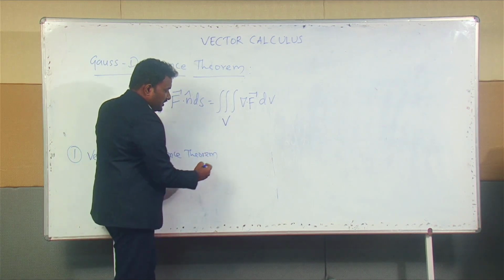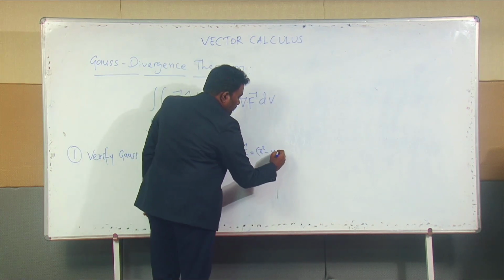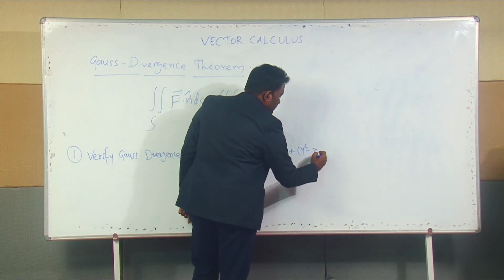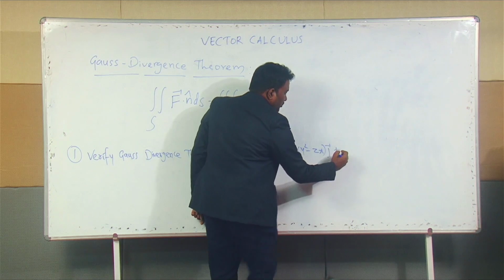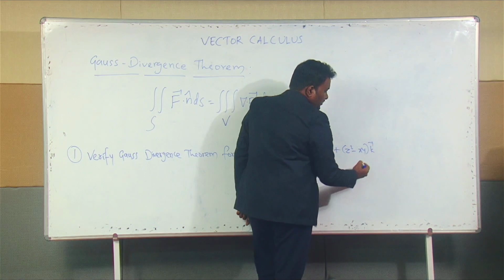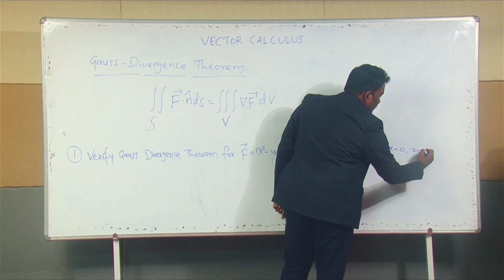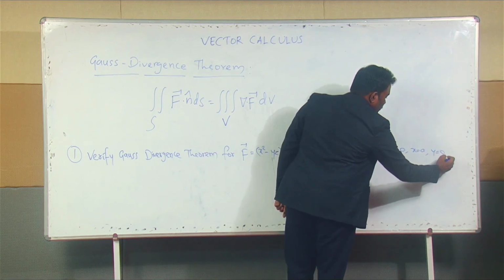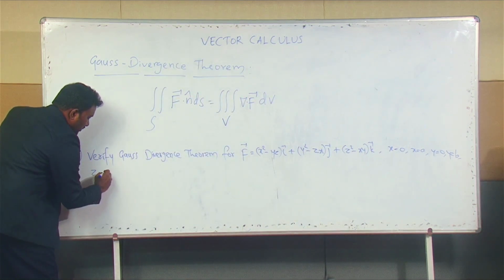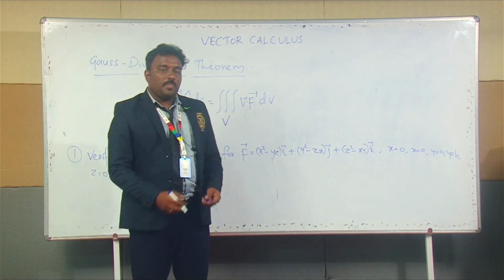Verify Gauss divergence theorem for F vector equal to (x square minus yz) i vector plus (y square minus zx) j vector plus (z square minus xy) k vector, where the x values are from x equal to 0 to x equal to a, y is from 0 to y equal to b, and the z values are z equal to 0 to z equal to c. So, this is the given problem.